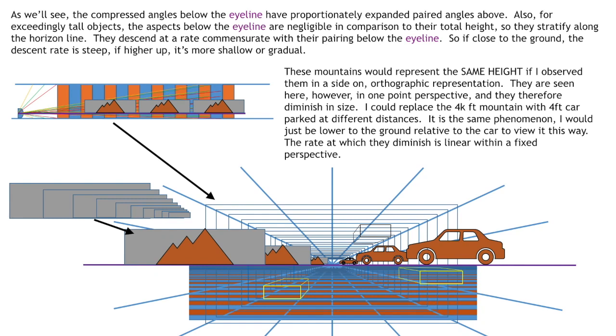Like if I was looking at a mountain exceedingly tall, way higher than 6 feet of the observer, let's say, you can essentially view it as being all above the eye line, all along the horizon line. So again, also objects descend at a rate commensurate with their pairing below the eye line. So again, if I compress the lower angles, that eye line or that orthogonal line is going to become more shallow, but at the same time the orthogonal line that is paired above will descend at a higher rate. So again, if close to the ground, the descent rate is steep. If higher up, it's more shallow or gradual.